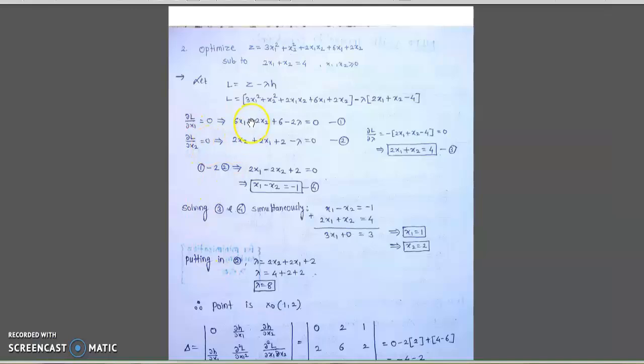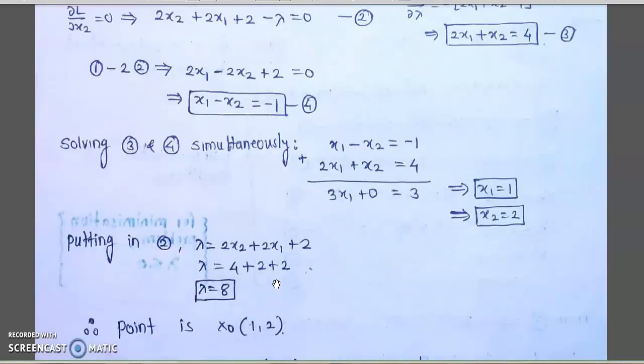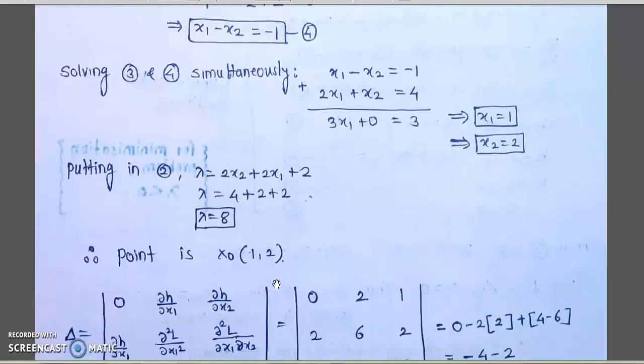I repeat, we have equation 1 here and equation 2 here. Put these values of x1 and x2 in either of these two equations, and we get lambda equal to 4. So the point is (1, 2).